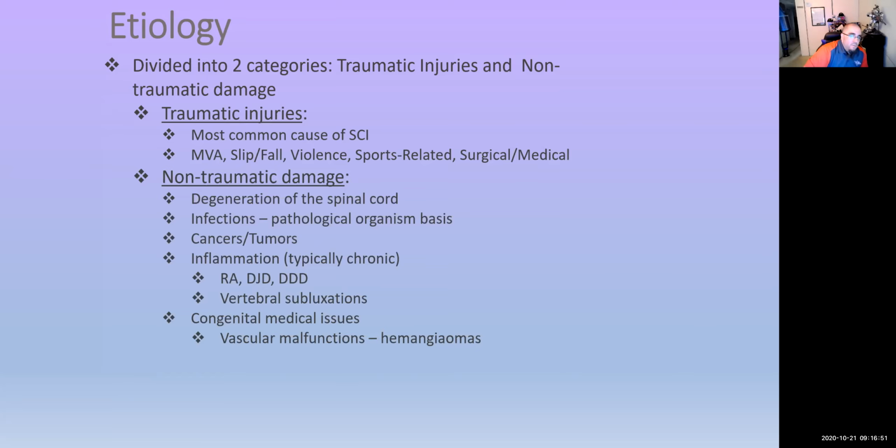Non-traumatic: degeneration of the spinal cord, infections, right? Specifically pathological organisms, so stuff like meningitis can affect our spine. Cancers and tumors. Inflammation. This is typically a chronic breakdown of the spine, right? RA, DJD, DDD, right? What is the difference between DJD and DDD?